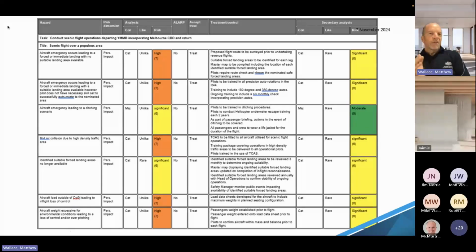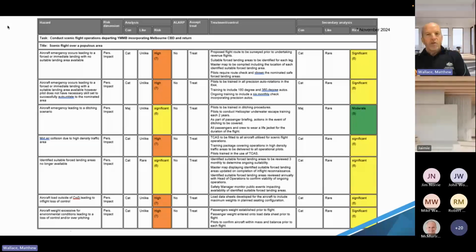And what does that do? Well, the consequence is still the same, still catastrophic if it occurs, but the likelihood now has gone down from what we said, unlikely, down to rare, and pulled that risk level down to significant, which is about where the operator is comfortable with operating.